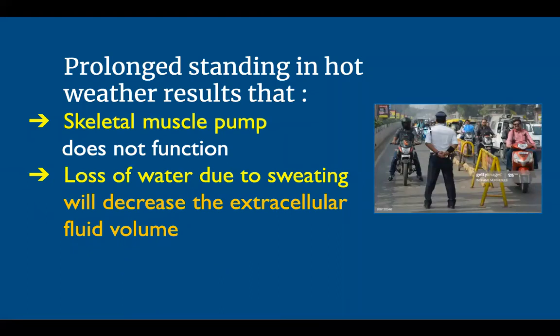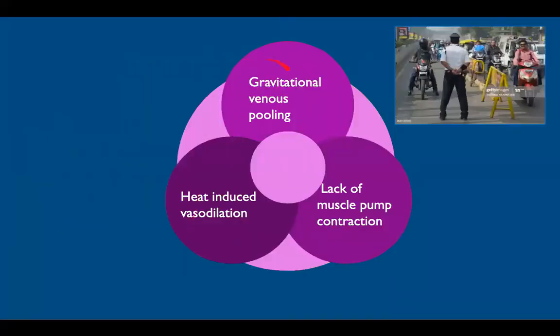So what will happen if a traffic policeman is standing for a prolonged period? The skeletal muscle pump will not function, and the loss of water due to sweating will decrease the extracellular fluid volume. Both these factors will contribute to the extent that the person will faint. The combination of gravitational venous pooling, lack of skeletal muscle pump contraction, and heat causing vasodilation will also decrease the venous return. So these factors result in less blood flowing to the brain, which is called cerebral hypoperfusion, and hence it leads to fainting.